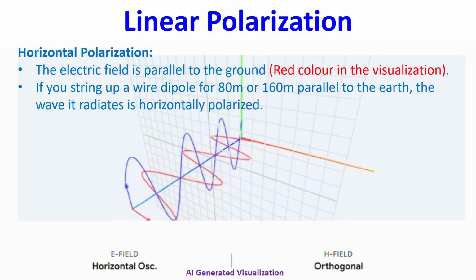Horizontal polarization. The electric field is parallel to the ground, red color in the visualization. If you string up a wire dipole for 80 meter or 160 meter parallel to the earth, the wave it radiates is horizontally polarized.